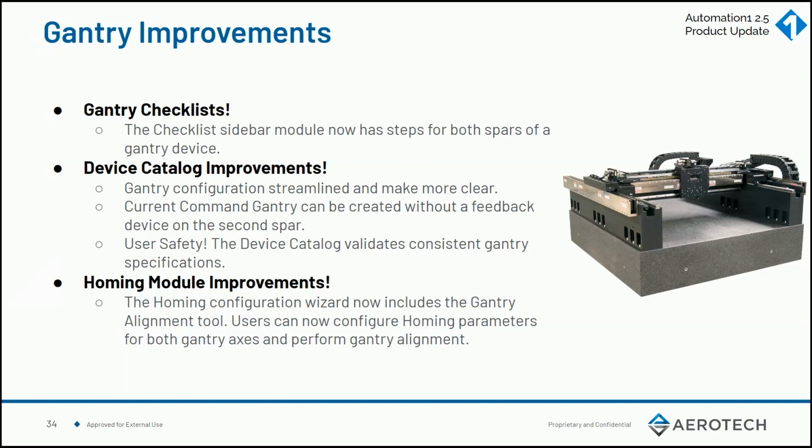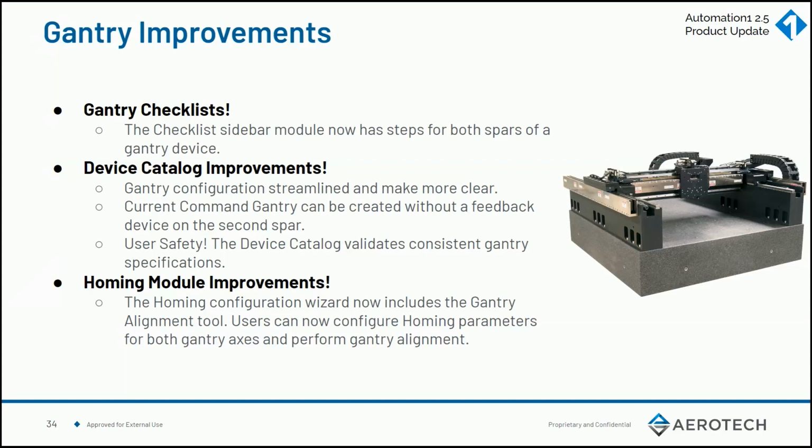So that's a lot more flexible for people that are trying to get motors in parallel to drive one axis of motion. People do that because they want more current output. So it's a way of taking multiple drives, kind of pairing the current output of them together in order to get more current to one axis. We also focus on user safety in device catalog. The device catalog validates consistent gantry specifications now.